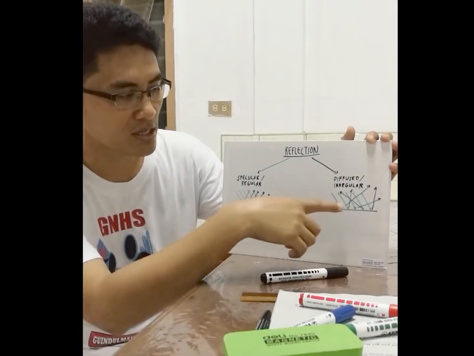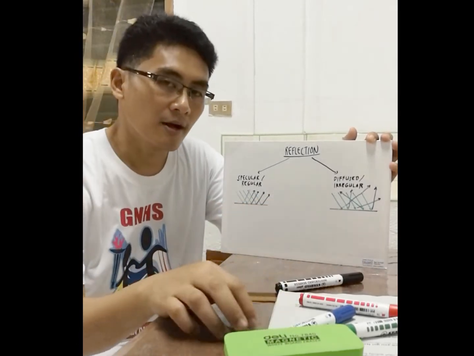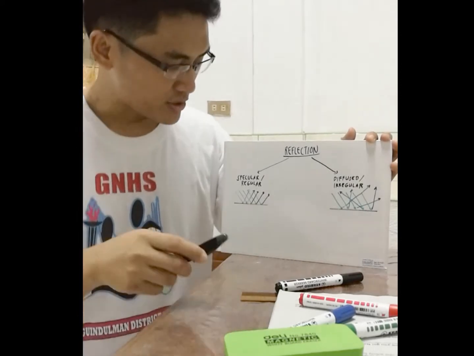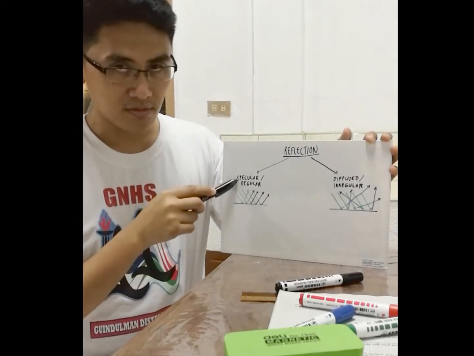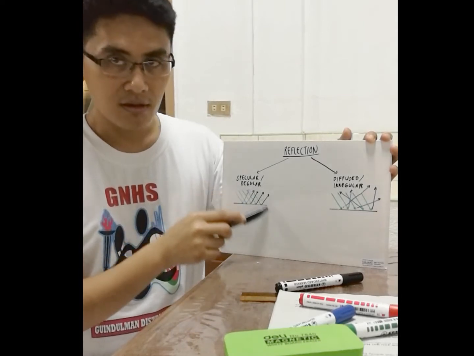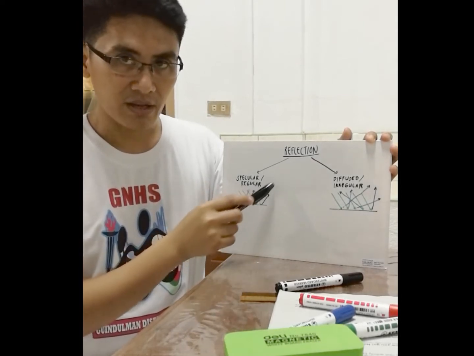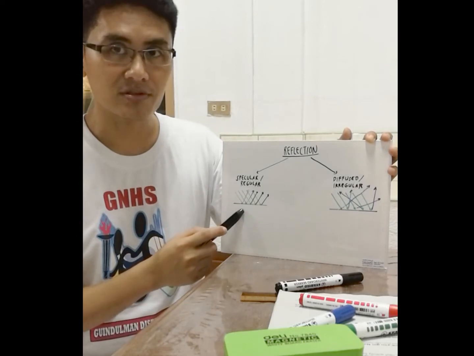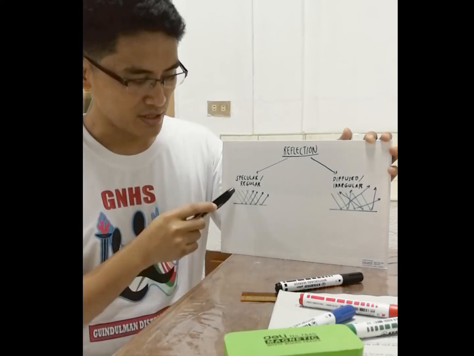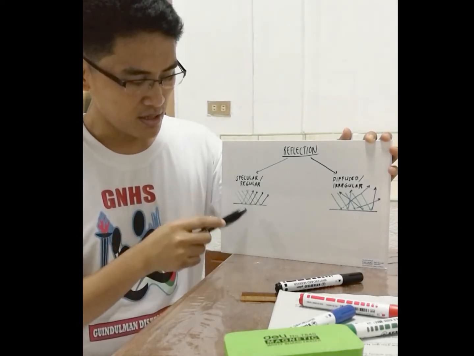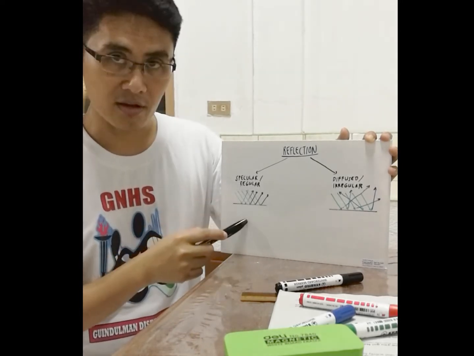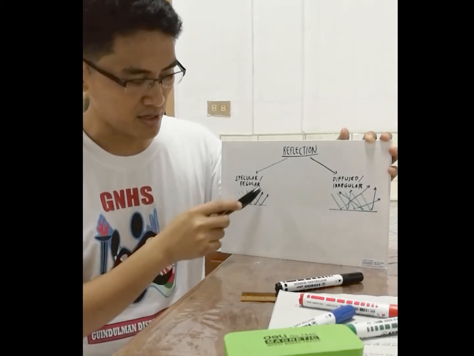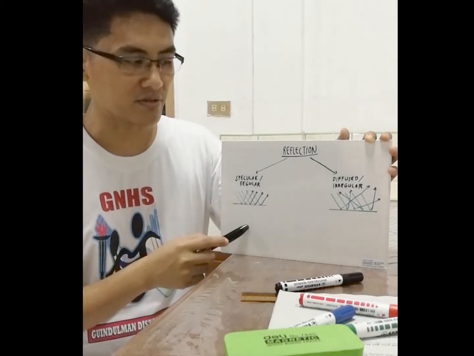As you can see in my illustration, specular reflection happens when a lot of incident rays are reflected at the same angles. Such as this one. You see the green lines are the incident rays, and then the blue light rays are the reflected rays.